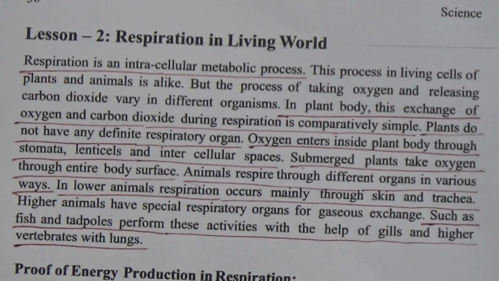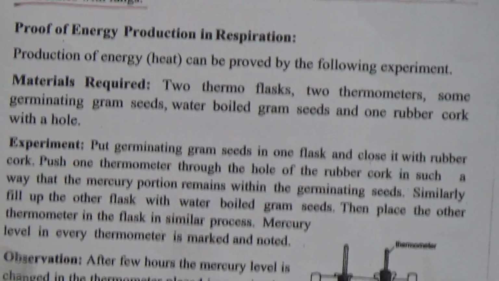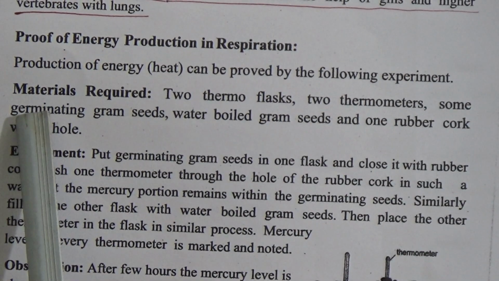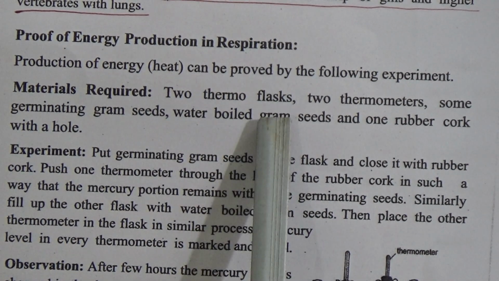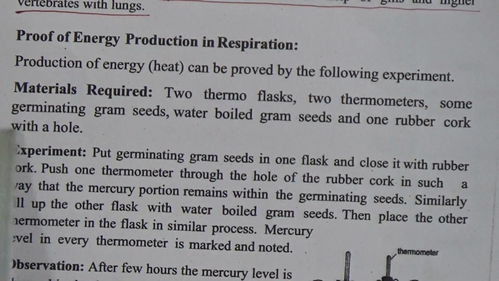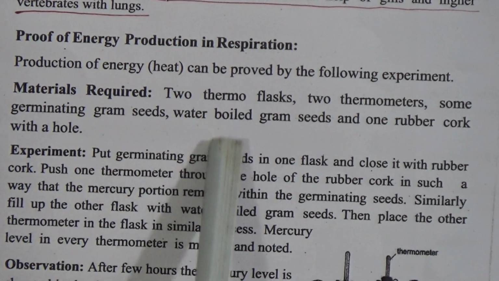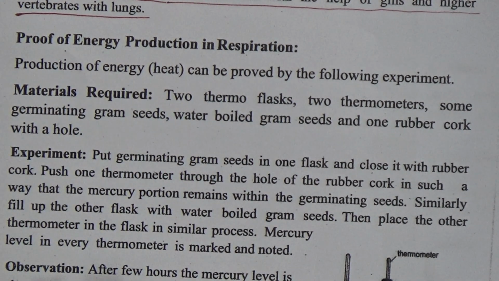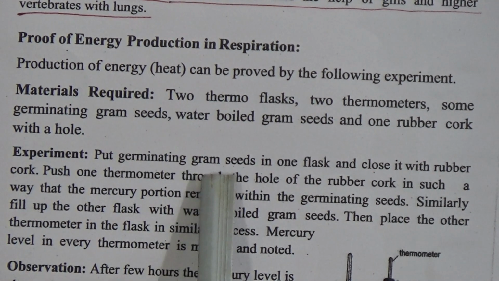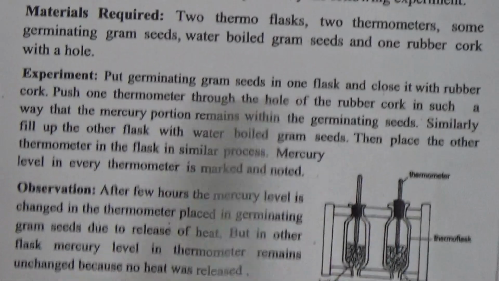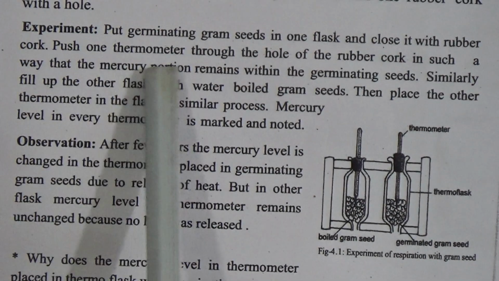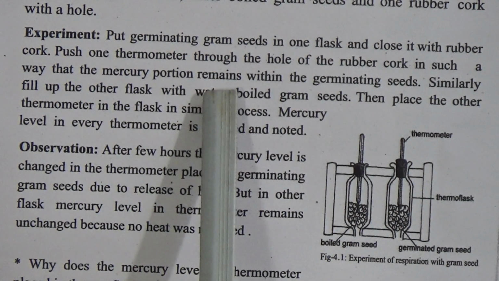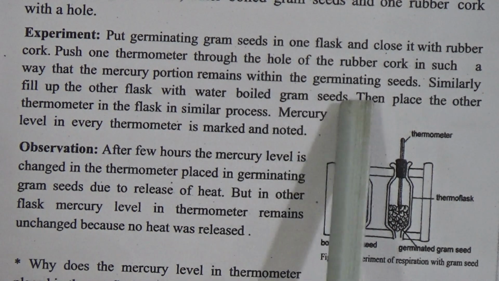Now, proof of energy production in respiration. Production of energy can be proved by the following experiment. Materials required: 2 thermoflasks, 2 thermometers, some germinating gram seeds, water-boiled gram seeds, and 2 rubber corks with a hole. Experiment: put germinating gram seeds in 1 flask and close it with a rubber cork. Push 1 thermometer through the hole of the rubber cork in such a way that the mercury portion remains within the germinating seeds.